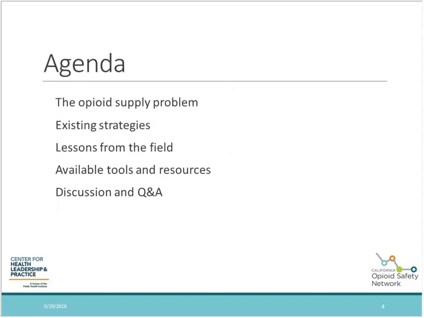Again, the series of 3 core webinars is meant to introduce and provide a full-scale overview of each strategy area. At a later point in our network programming, we will be providing a lot more detail. We'll do deep dives into a number of these different areas as directed by the interest of all of you. So our agenda today is to go over the opioid supply problem, existing strategies, lessons from the field, the available tools and resources, and then we'll have about half the time to do a discussion with all of you, and we'll provide direction on that at the tail end of our webinar.